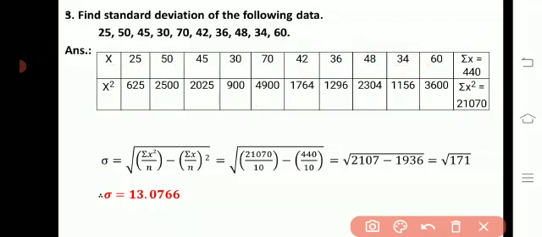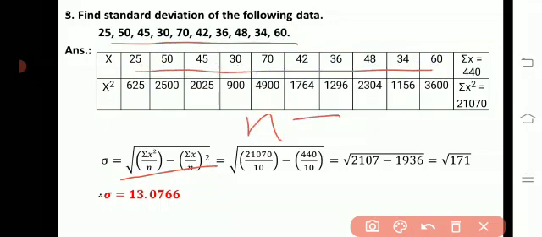Then we have the formula. Since it is a discrete data or ungrouped data, we will use the formula for standard deviation for ungrouped data. That is sigma is equal to square root of summation x square upon n minus bracket summation x upon n bracket square. Here the number of values are 10, so n is equal to 10 here. Now by using n equal to 10, we will put the values. That is square root of summation x square is 21,070 divided by n is equal to 10 minus summation x is 440 divided by n is 10 and its square.